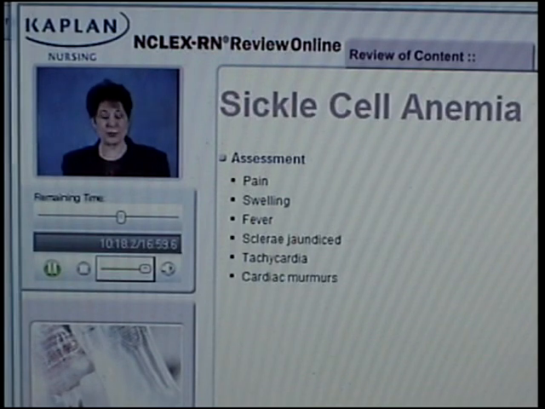The type of symptoms you'll see with sickle cell anemia, the patient will complain of pain, and it will be moderate to severe pain. They will experience swelling. They may have a fever. Their sclera will be jaundiced. They may have tachycardia, and with that they might also have cardiac murmurs.